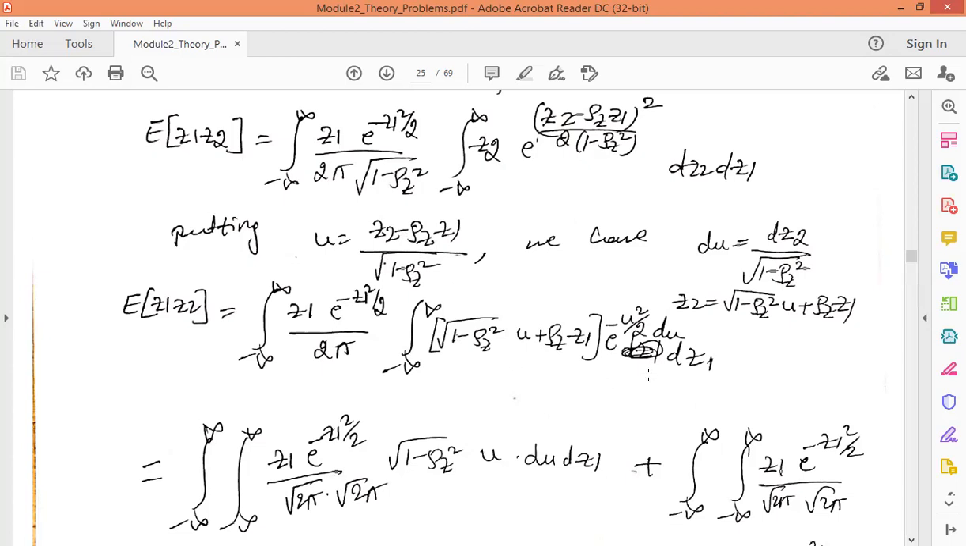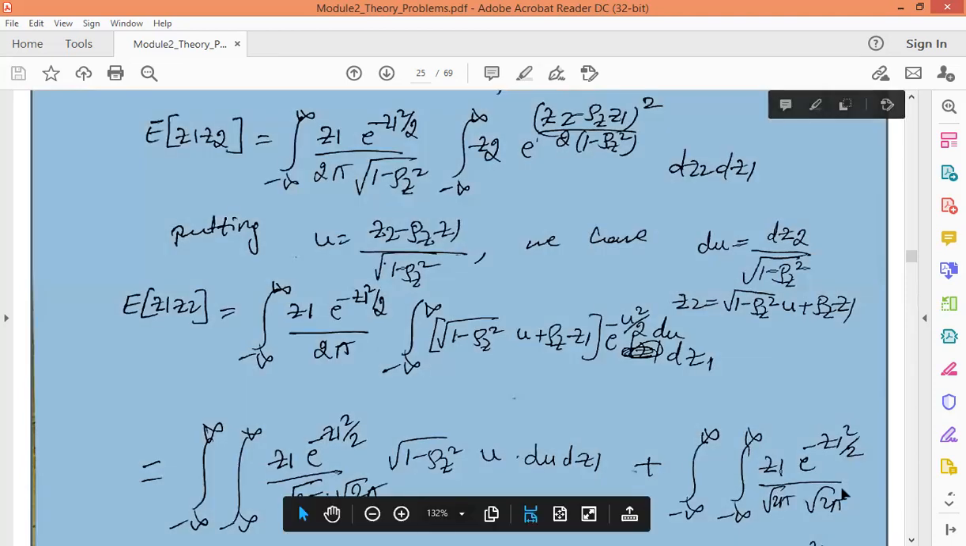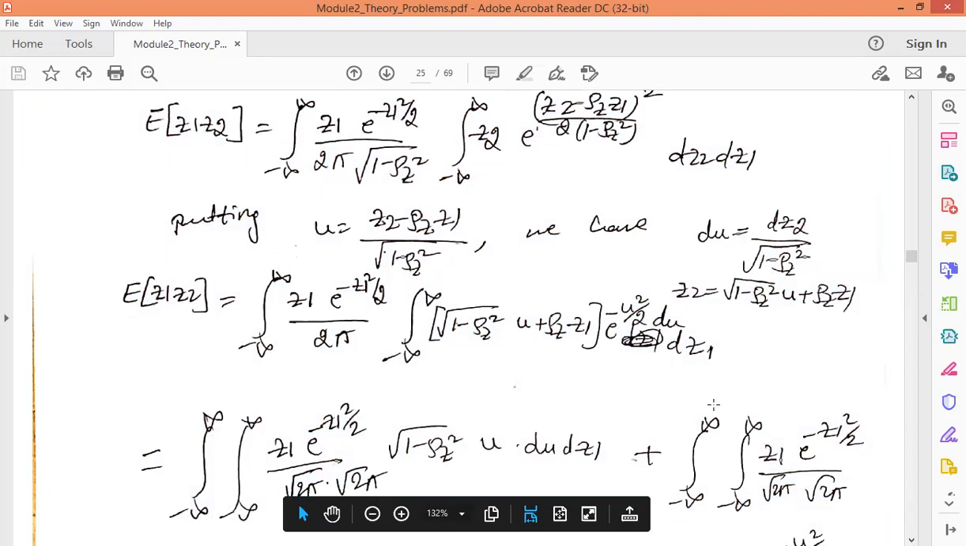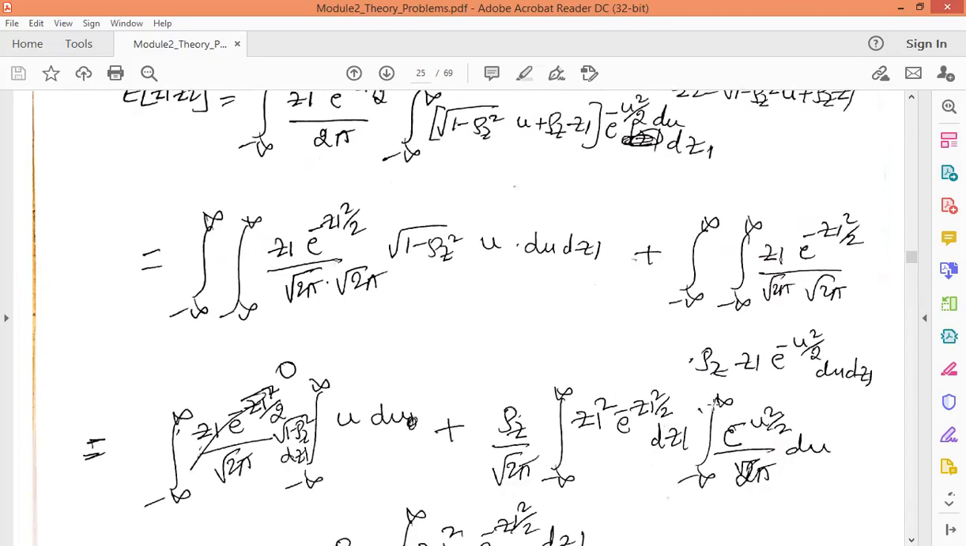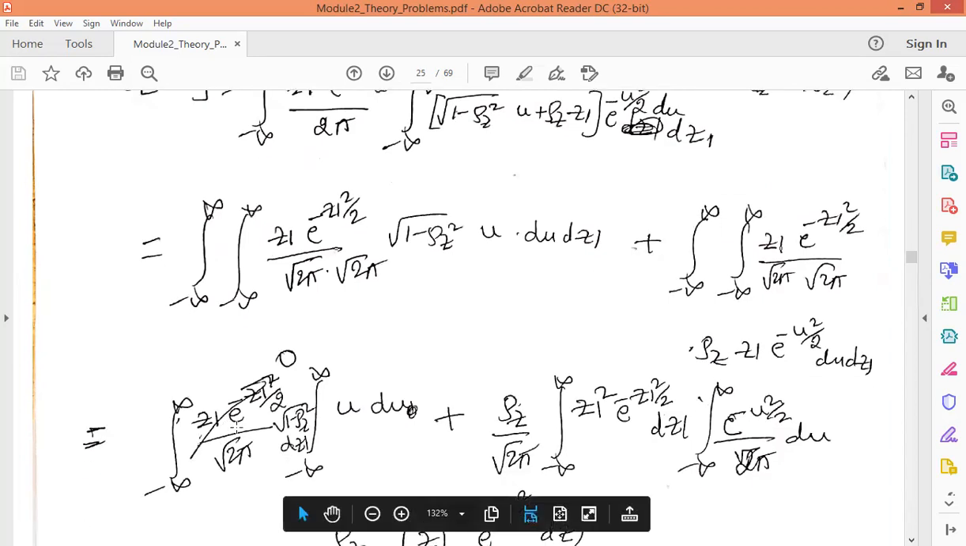Into e to the power, whatever we have taken will be replaced in terms of u, so we get e to the power minus u square by 2, du dz1. Here du is replaced by dz2 by the square root of 1 minus rho_z square. We have made the relevant substitution, which you need to go through carefully. In the next step, we split up the integral. Here you can see that the z1 integral is an odd integral, so its value will be 0.